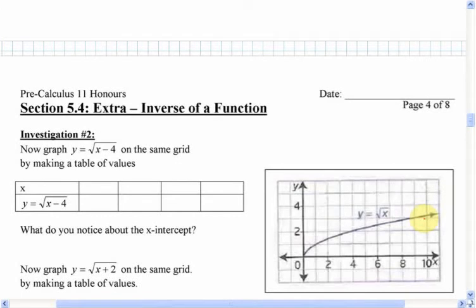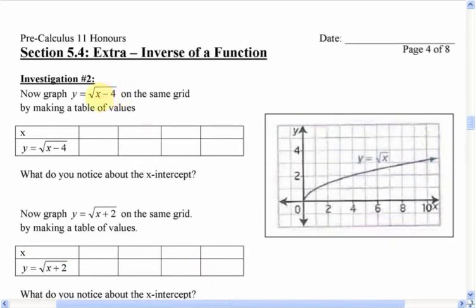So even with the next investigation now, if I asked you to do this, how would you graph using a table of values? Well, let me ask you this question. Is there a restriction on this graph, by the way? Yes, you should remember restrictions from before. What is your restriction from this one? x is greater than or equal to 4. Great. So if you're going to make a table of values, don't start at 0. What value should you start at? 4. Good.